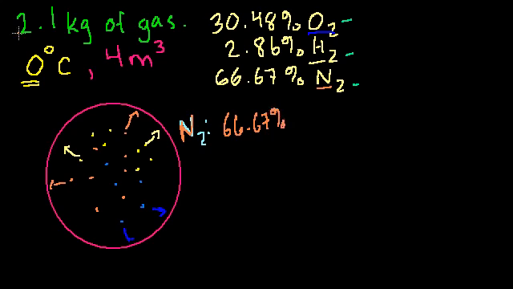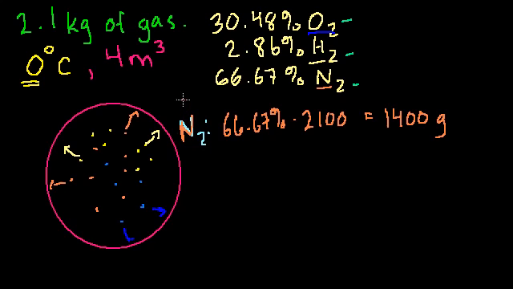We know that 66.67% of this, well, we could say 2.1 kilograms or 2,100 grams, we know that that's nitrogen. So let's do it in grams, because when we talk about molecular mass, it's always in grams. It doesn't have to be, but it makes it a lot simpler to convert between atomic mass units and mass in our world. So this is 2/3. So 2/3 of 2,100, that's 1,400 grams of N2.